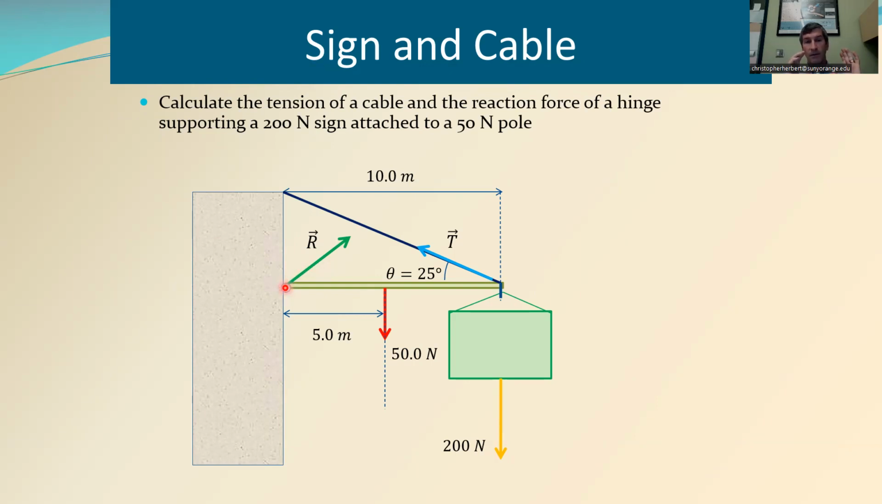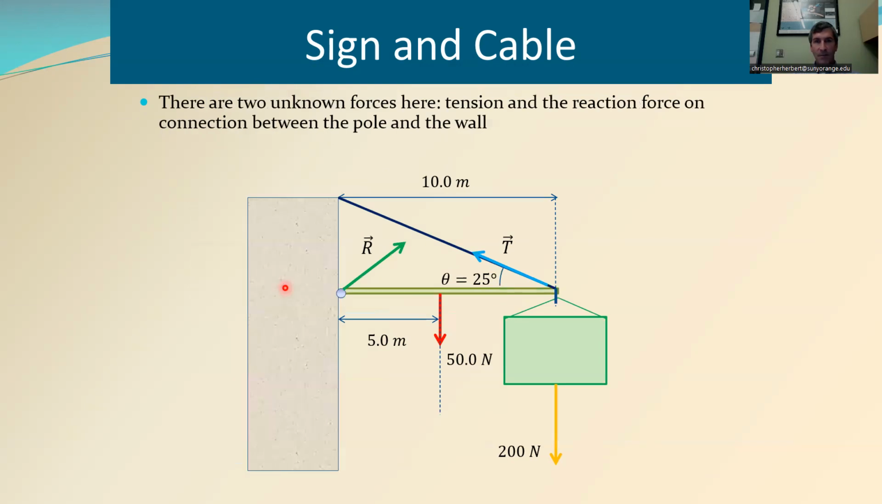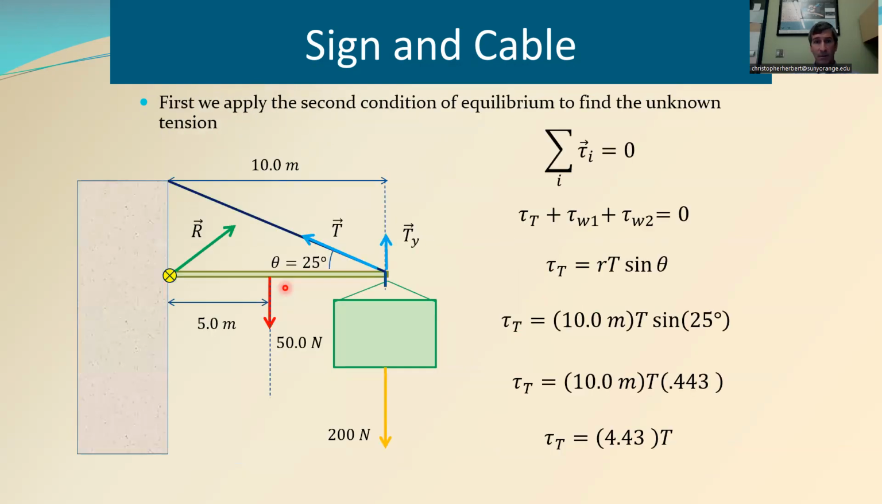So for the best economy in terms of the best use of mathematics, put the axis of rotation there because you don't know Rx and Ry. And again, we just go through the same procedure, okay? We do the second condition of equilibrium first. We have a torque from the weight. We have a torque from the tension, all right?